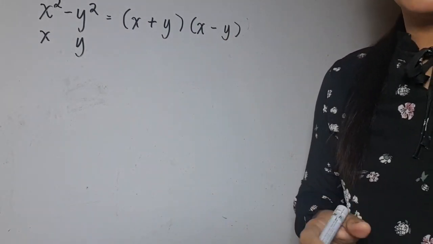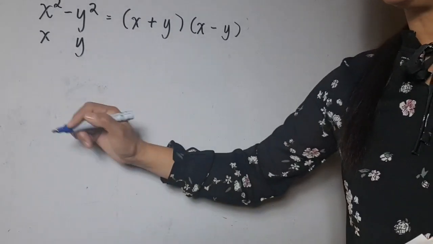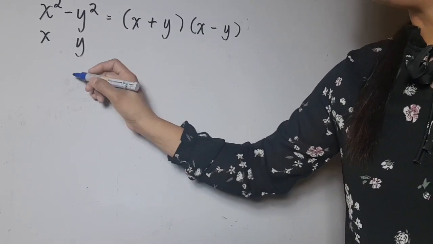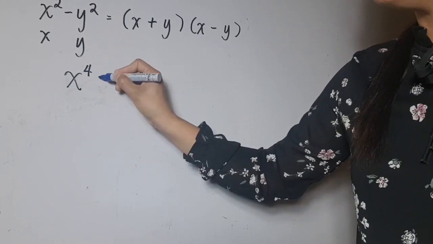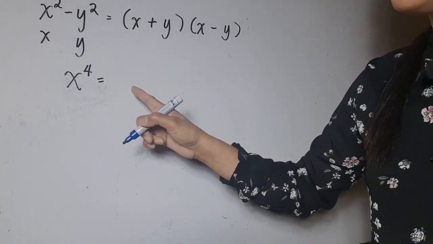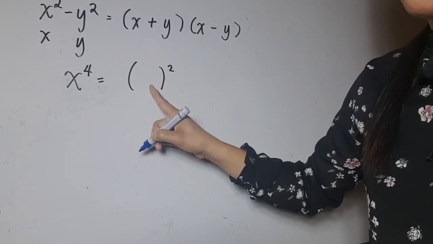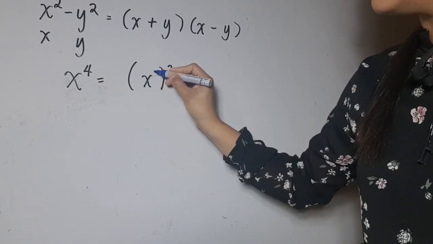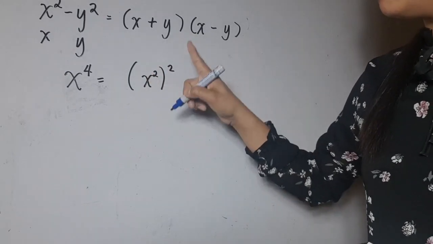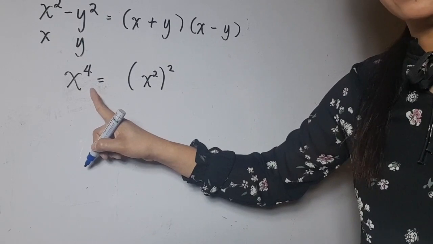Pero mag-practice muna tayo sa pagkuha ng square root. Kasi yung ibang estudyante, nahihirapan sila sa pagkuha ng square root ng isang number. So let's say for example, pinakukuha sa yung square root ni x to the fourth. What is the square root of x to the fourth? So the square root of x to the fourth is x squared. Why? Because x squared, quantity squared, is equal to x to the fourth.